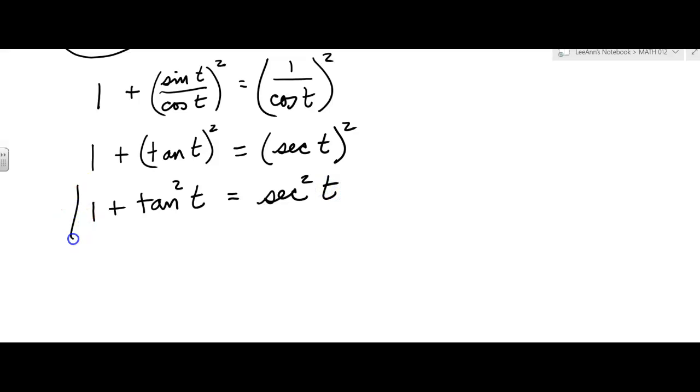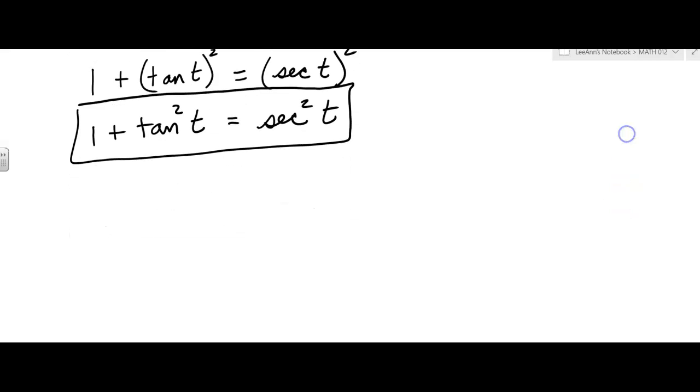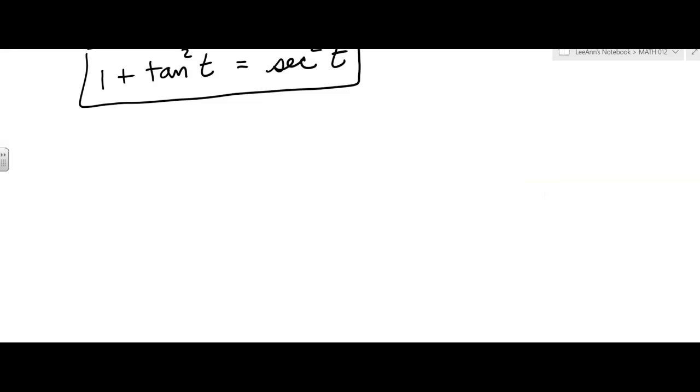Okay? So that's a different form of the Pythagorean identity. It's a handy one to know. So it's a good one. All right, now we'll go back to our Pythagorean identity. But this time we're going to divide everything by sine squared.